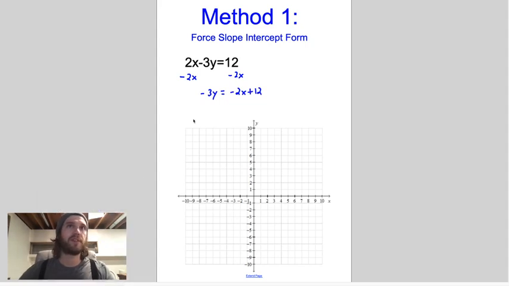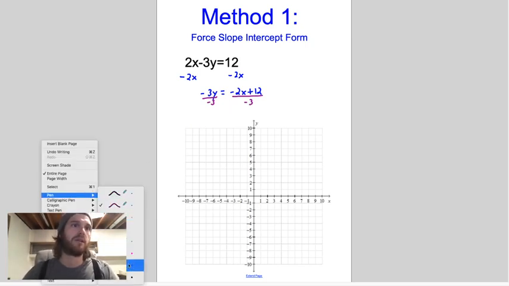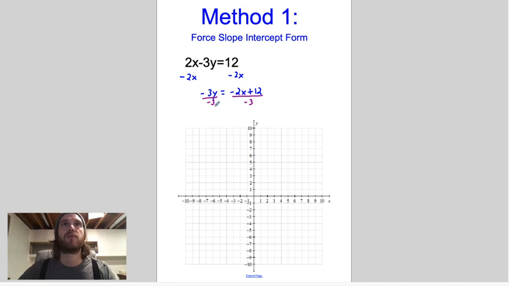Now to get y by itself, I'm going to divide both sides of the equation by -3. Now remember, it's both sides of the equation, so you have to divide everything on the other side by -3 as well. -3 divided by -3 is 1, so you have y equals -2 over -3, which is actually a negative divided by a negative, a positive 2 thirds, and positive 12 divided by -3 is -4. So there we go. 2 thirds x minus 4.